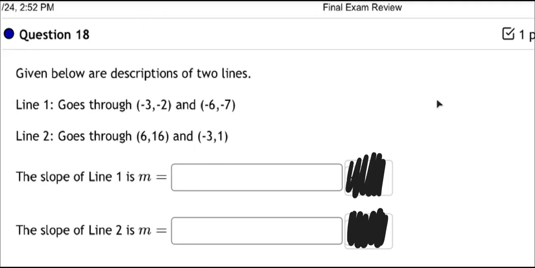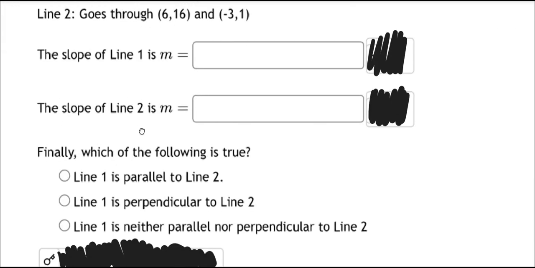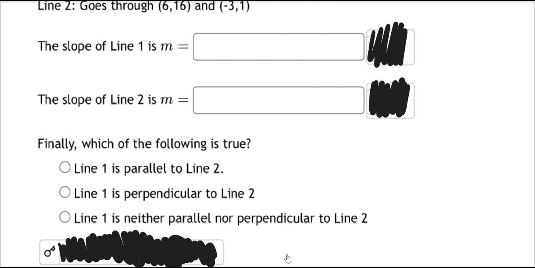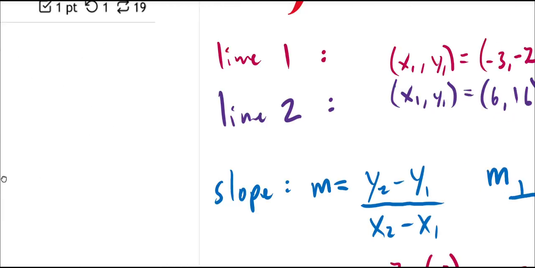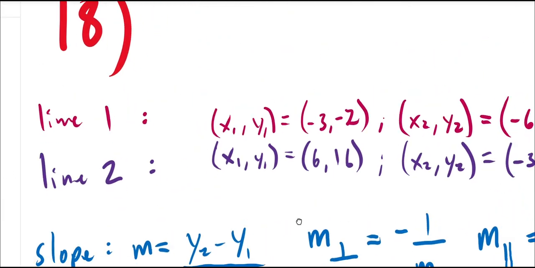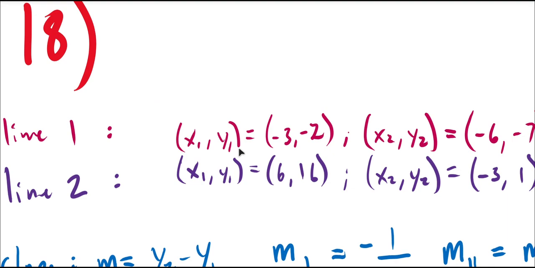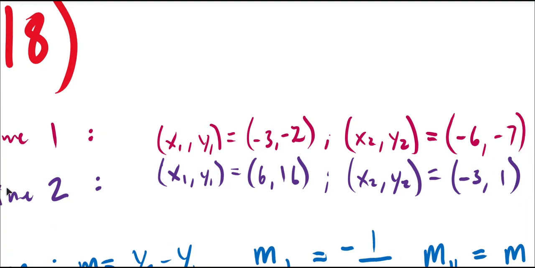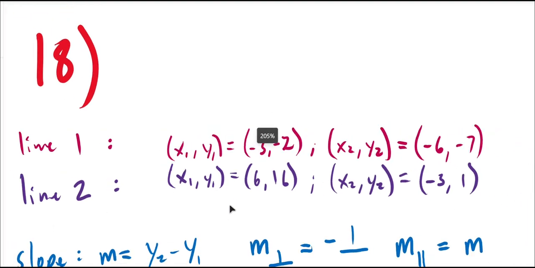Question 18 asks us to find the slope of two lines. And then they want us to ask whether or not these are parallel, perpendicular, or neither. To do this, let's copy these points over. The first point, which I'll call x1, y1, is minus 3, minus 2. And in line 1, for x2, y2, we get negative 6 and 7. Likewise, with line 2, we have the first point, 6, 16, and the second point, negative 3, 1.